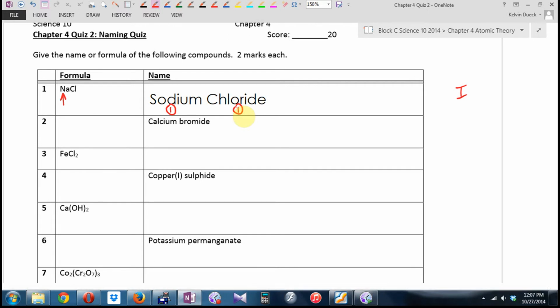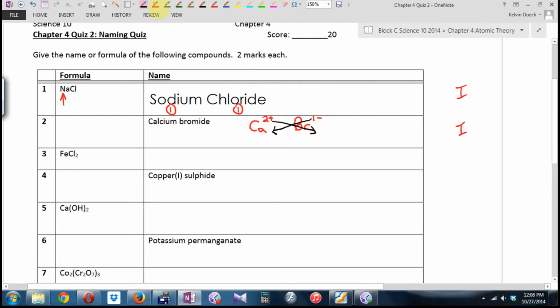Calcium bromide, ionic or covalent? Ionic. Going backwards, now I have to reverse crisscross. So I'm going to write down the calcium. I'm going to write down the bromide. How many calciums are there in this formula? Sorry, I got to write down the charge. The charge is 2 plus. How many bromides are there in this formula? The charge is 1 minus. I crisscross.